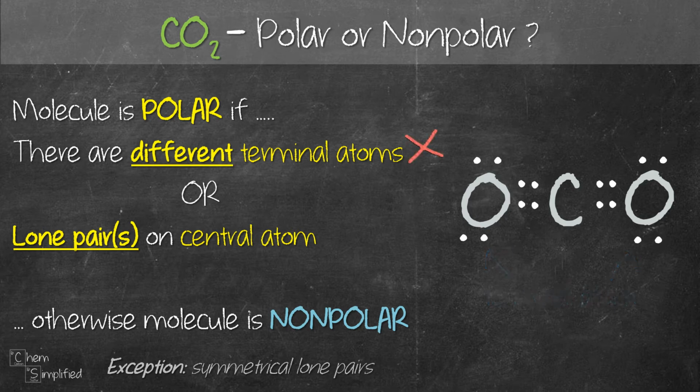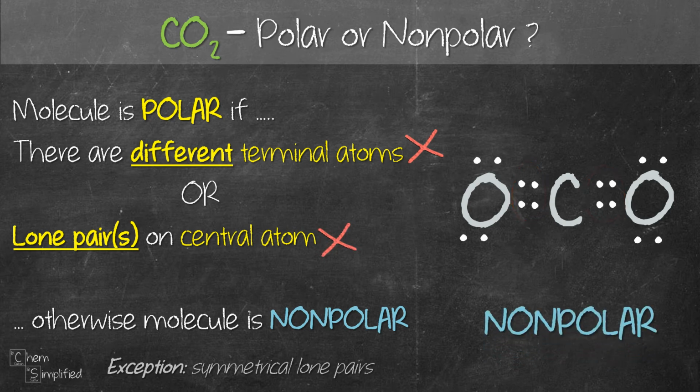The second criteria is having lone pairs on central atom, which in our case is carbon. So if you look at carbon, there are no lone pairs. All the electrons are connected to oxygen, which means both criteria are not fulfilled. So therefore, CO2 is nonpolar.